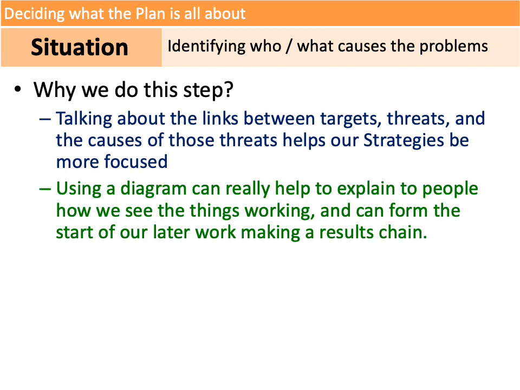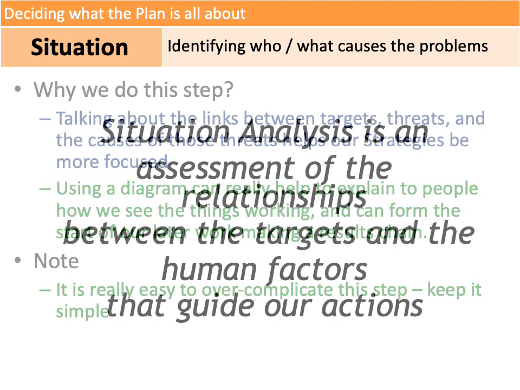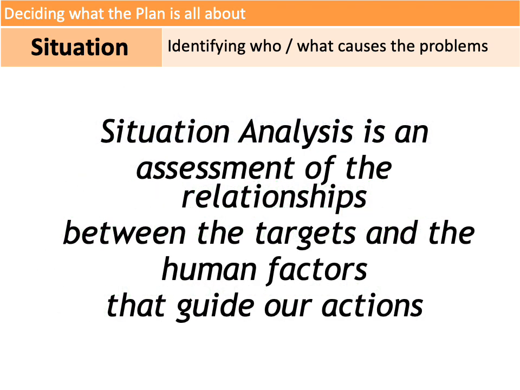Using a diagram can really help explain to people how we see things are working and can help form the start of later work when we're actually coming up with a theory of change or results chains. It also enables us not just to think about some of the problems, but also to add on some of the opportunities. It can be really easy to overcomplicate this step, so we really encourage you to keep it as simple as possible. So, situation analysis. We'll come back to this.